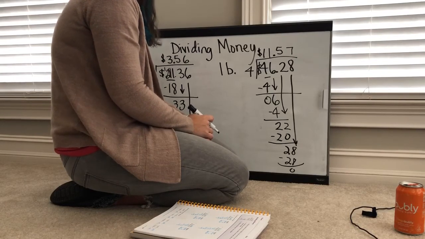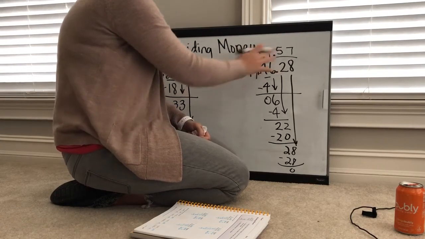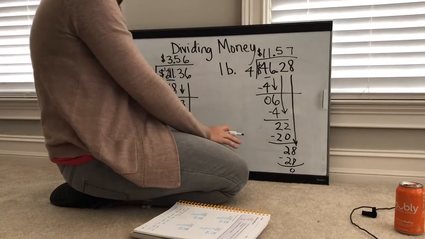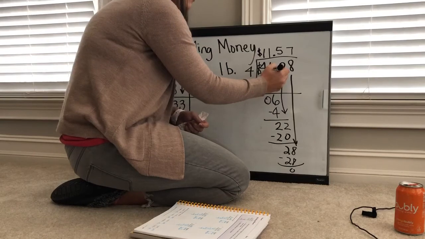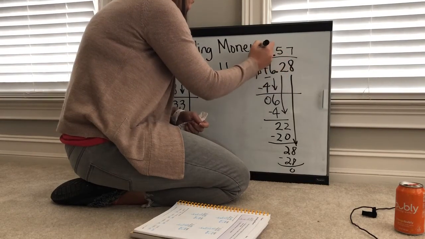$11.57. As you guys can tell, this is already the same division process that we've been through for weeks now. So the dividing isn't any different. We just have to make sure at the very end that we bring up our decimal point and place our dollar sign.